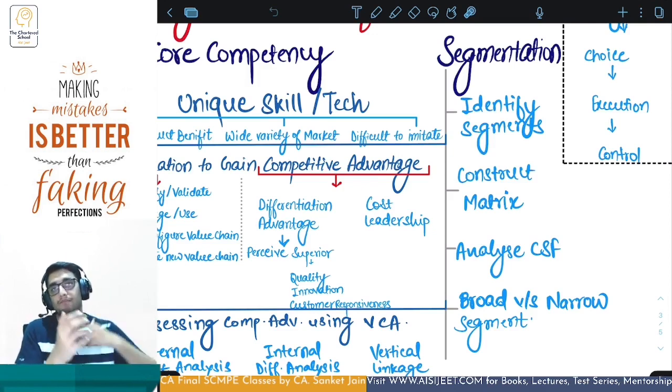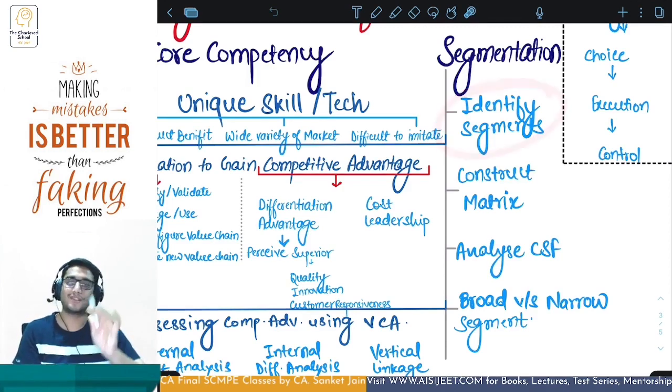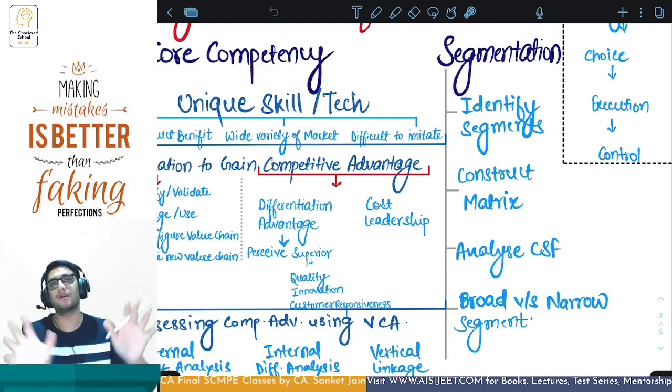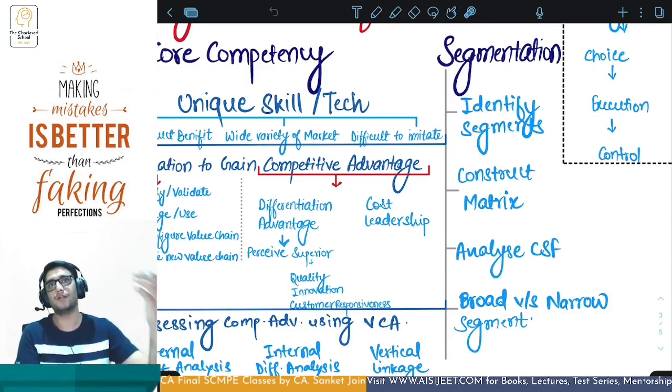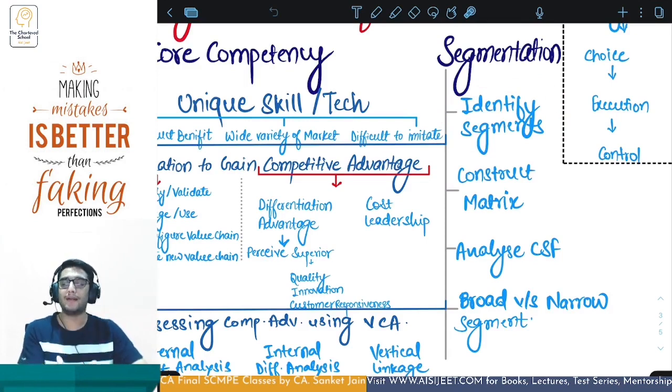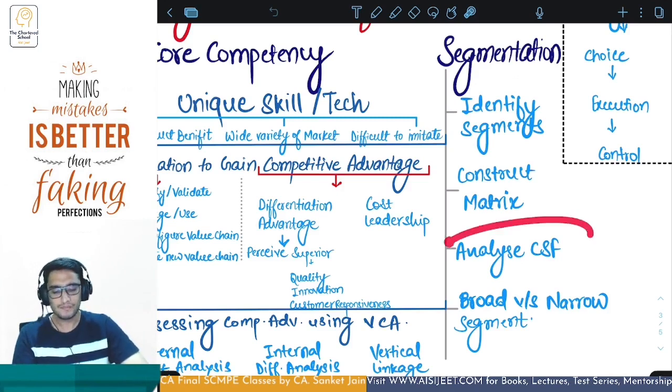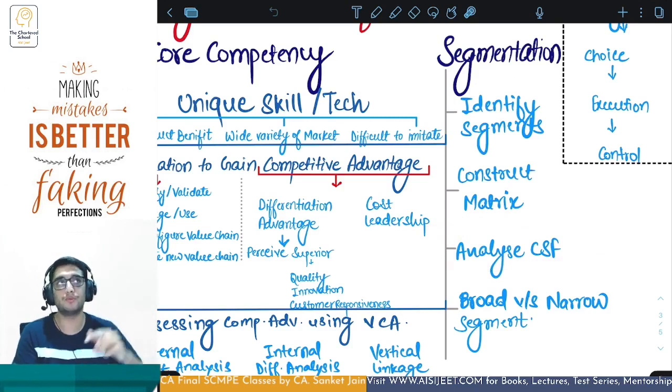So that way there is segmentation, right? There are multiple segments. So first of all you need to identify all the segments that there are. Construct a matrix. What all segments can you go into? Which segment are you currently working under? Which segment can you go into? And if you can, then what benefits can you use from the existing segment that you are working in? Then you need to analyze the critical success factor for that segment that you want to move into.